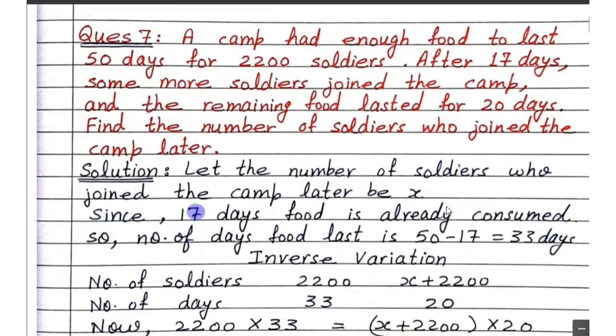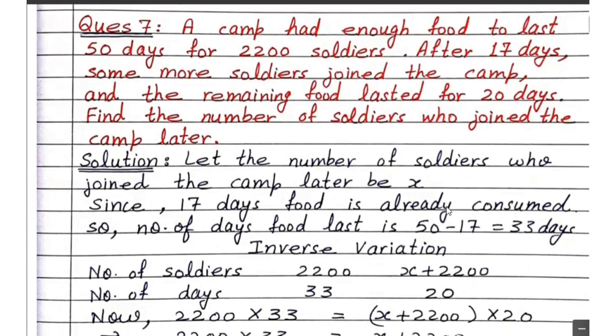Since 17 days of food is already consumed, that food is already consumed now. So we need to find the number of days left, that is 33 days. That means the remaining food they will consume in 33 days, right? So we need to work on these 33 days now, not 50 days. Now students, it's a question of inverse variation.